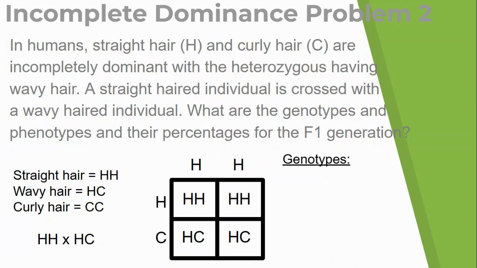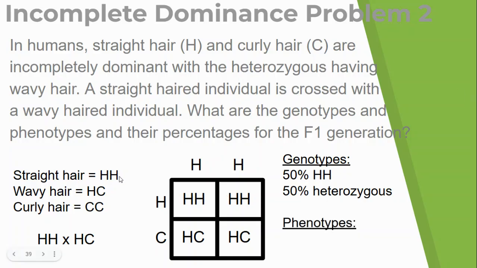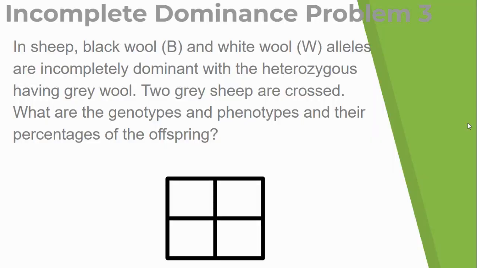For my genotypes, because I can't really say homozygous dominant or homozygous recessive, since there really isn't a dominant and a recessive anymore, you can just say that 50% of the offspring will be HH and the other 50% will be heterozygous. And then for our phenotypes, HH codes for straight hair, so we'll have 50% with straight hair, and we'll have 50% with HC, which codes for wavy hair. If you want to try this problem on your own, hit pause and come back when you're done. Otherwise, I'm going to walk through it right now.